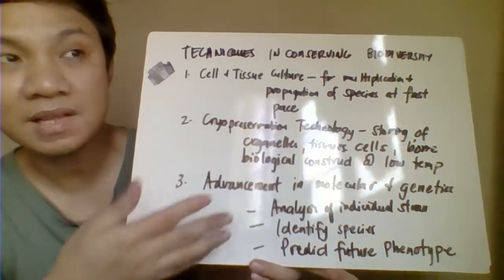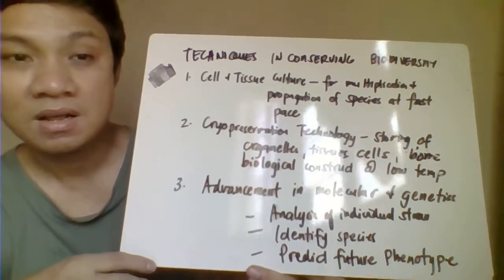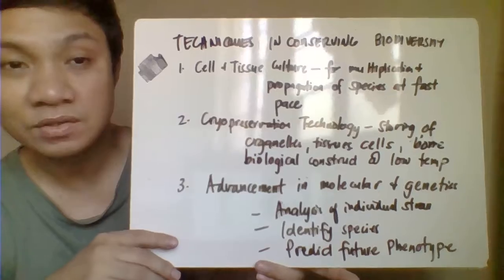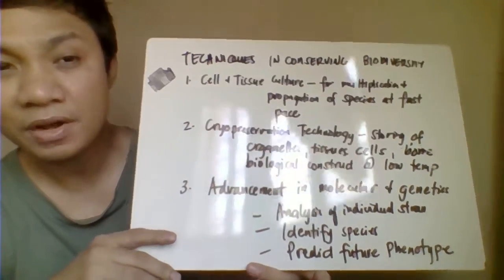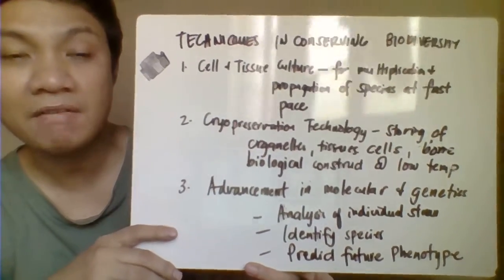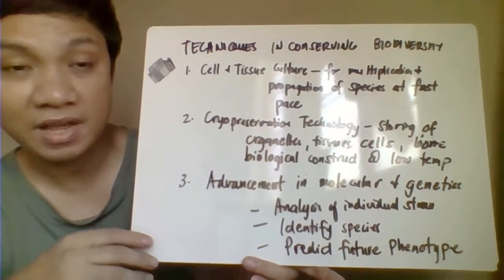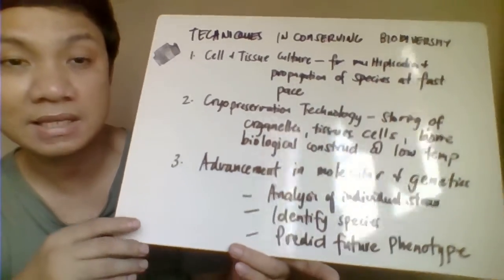So by having cell and tissue culture, you allow the genes, you allow the species of the different flora and fauna to grow and eventually be preserved and able to multiply at a faster rate.